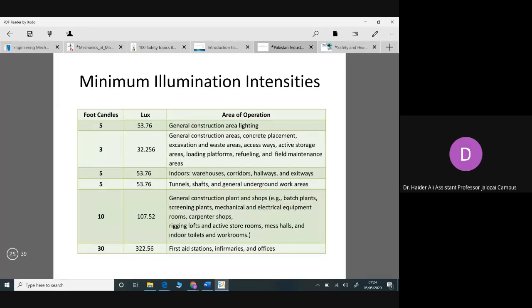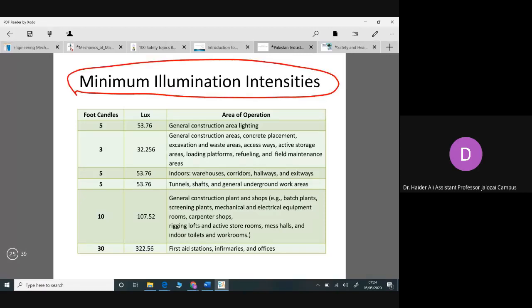Again, this shows the minimum illumination intensities, the levels for different types of work environment. So if it's a general construction area, it should be 53.76 lux or 5-foot candles. Again, these are units of luminous intensity or illumination intensity.